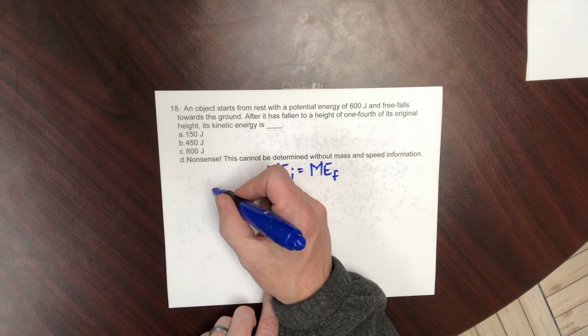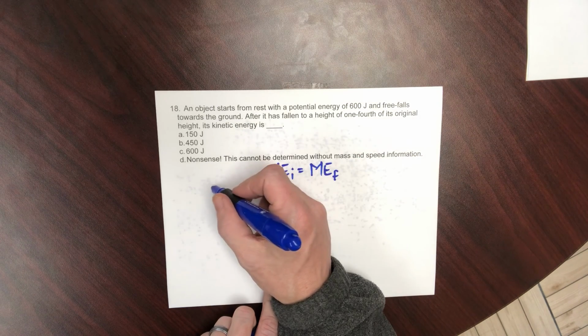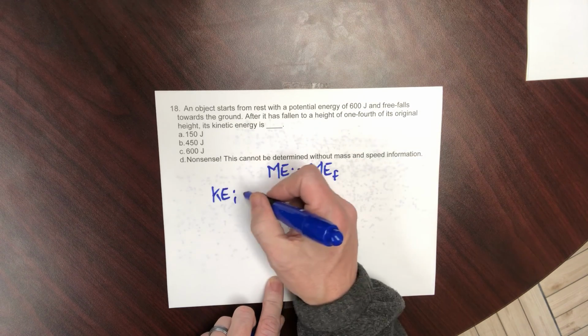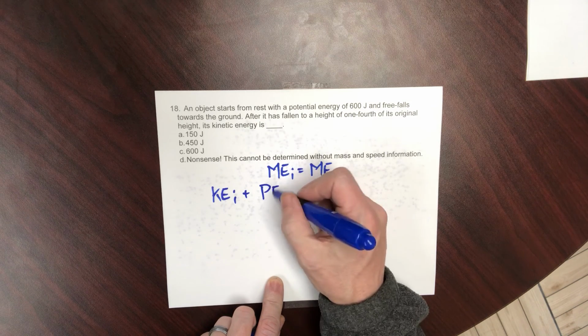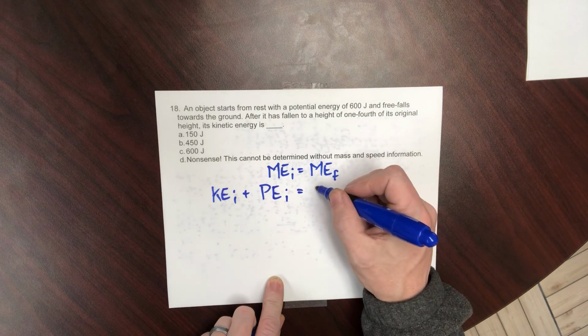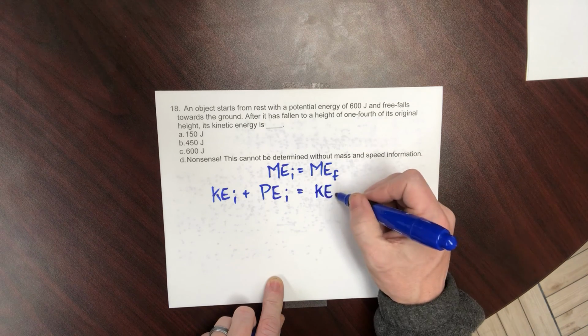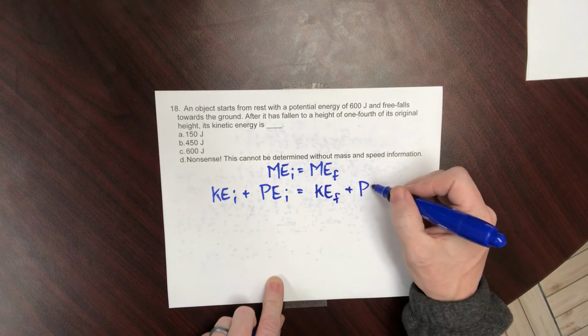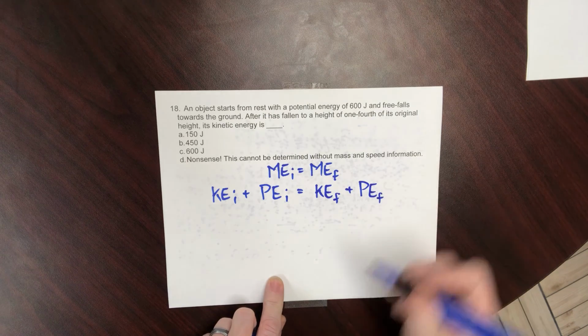The initial mechanical energy is made up of the initial kinetic plus the initial potential. That equals the final mechanical, which is our final kinetic energy, plus our final potential energy.